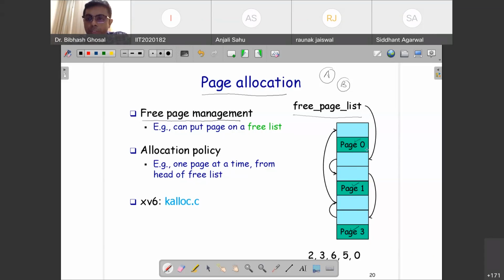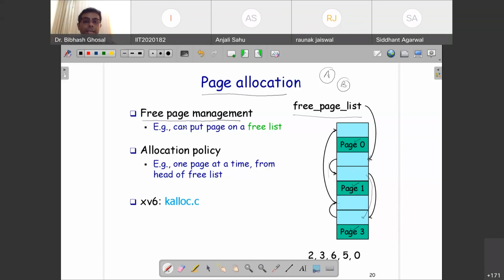So look at this. This is the pointer, which is the head. This is pointing to the next free location, which in turn is pointing to the next free location. This is pointing to this free location, and this is pointing to this free location. So it's a list that is maintained of the address ranges. This is the free page list.